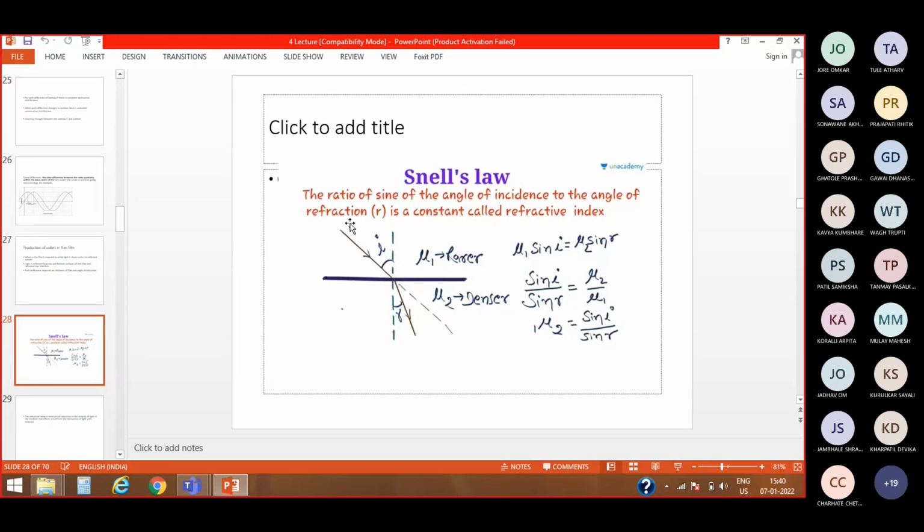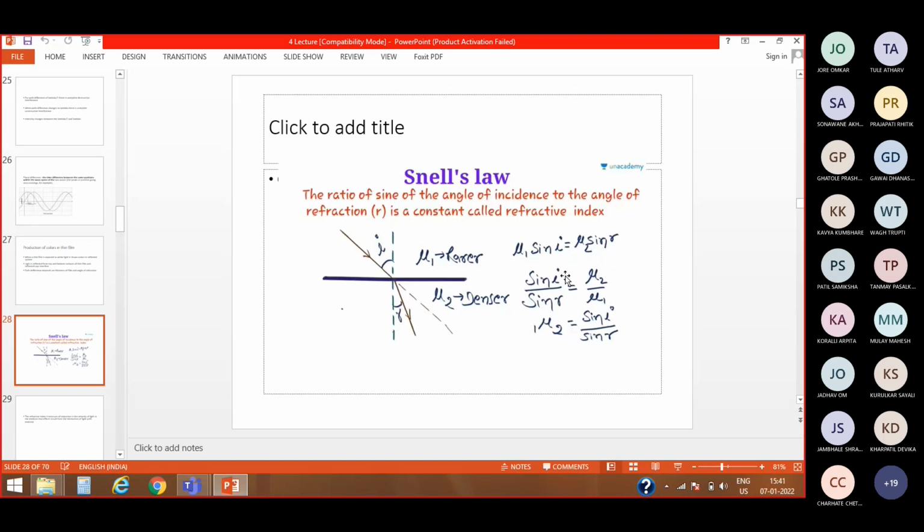It is the light coming in the rarer medium, and mu1 is the refractive index of the rarer medium, and mu2 is the refractive index of the denser medium. So what happens here? The velocity of light is found to decrease when light is going from the rarer medium to the denser medium, and it is given by mu1 sine of I is equal to mu2 sine of R.